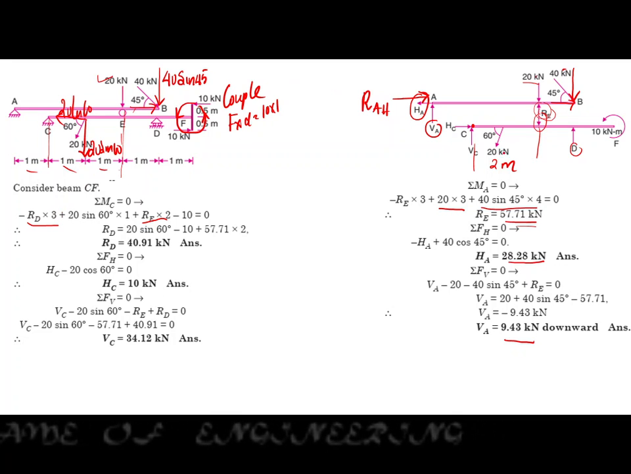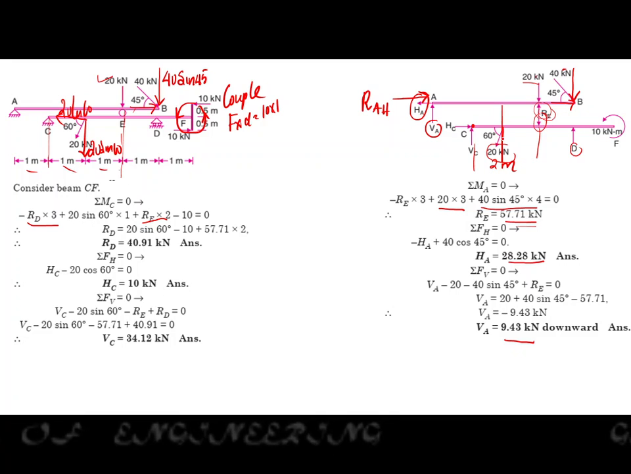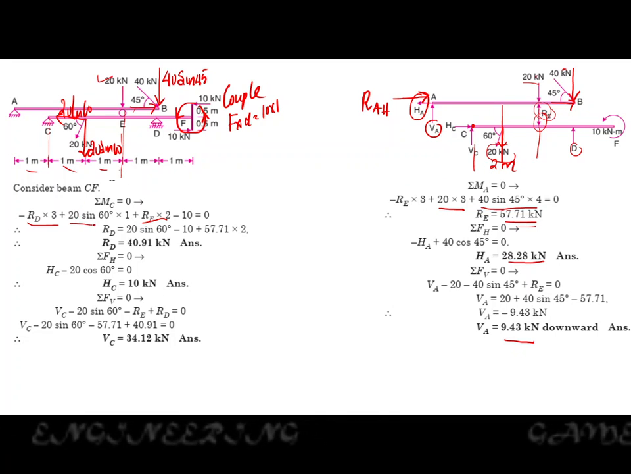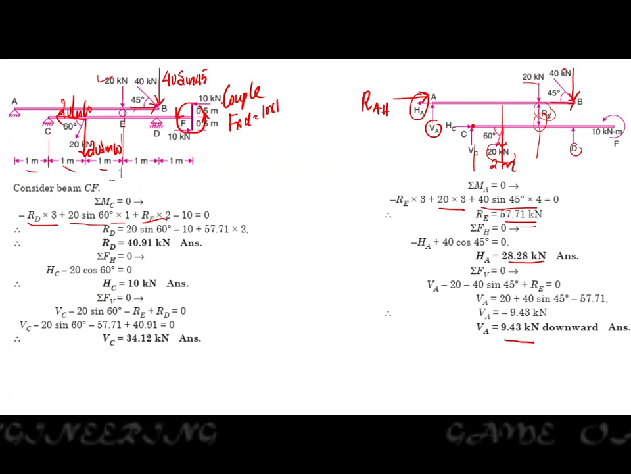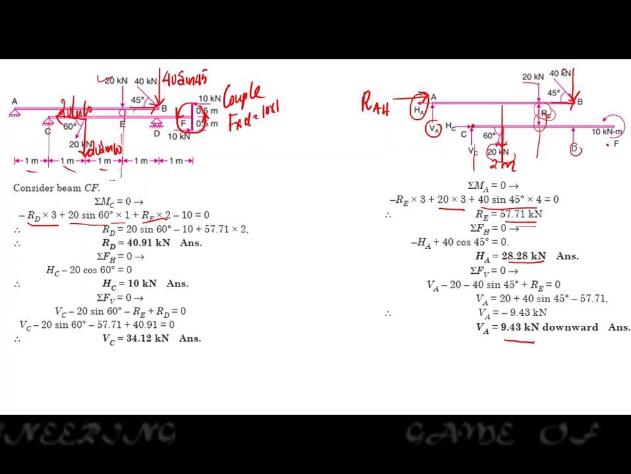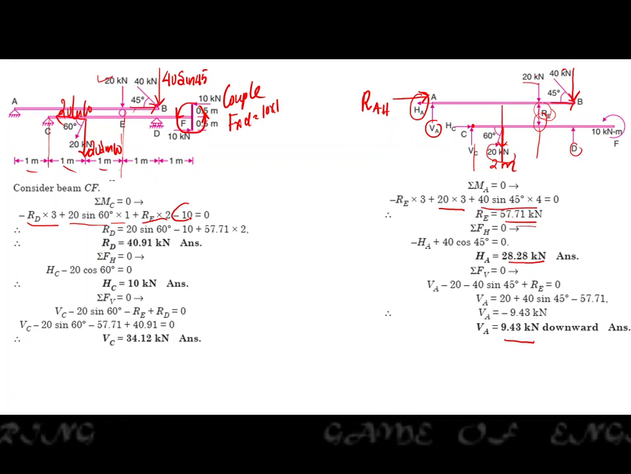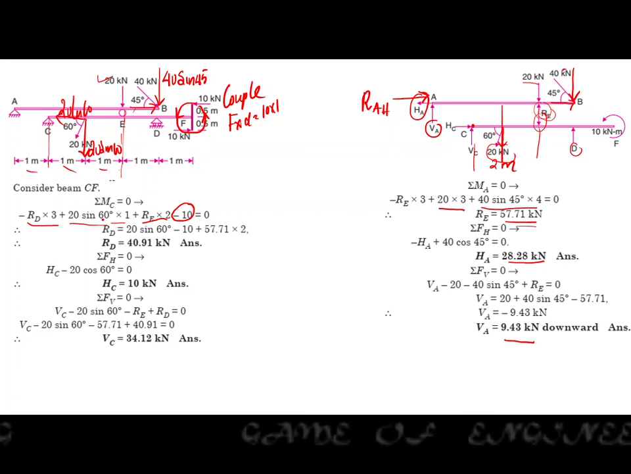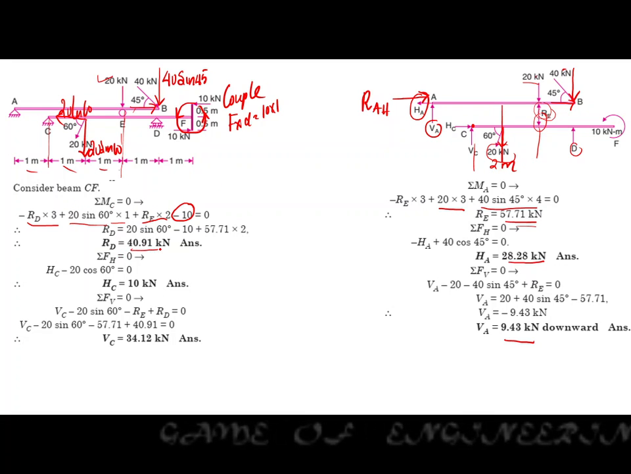And we have one more force, 20 kilonewton. It has vertical and horizontal components. The vertical component is 20 sin 60, so 20 sin 60 into a distance of 1 meter. And then we have one moment. It is in the anti-clockwise direction. As it is anti-clockwise, we will add a negative sign to the moment, minus 10, equal to 0. By solving this equation, you will get the value of RD as 40.91 kilonewton.